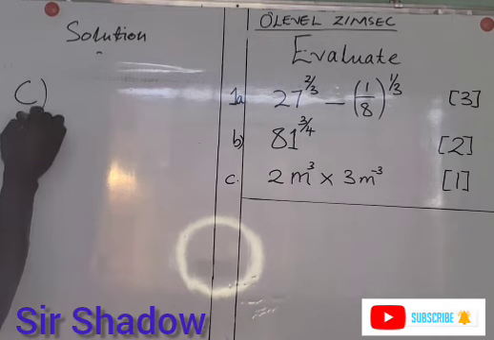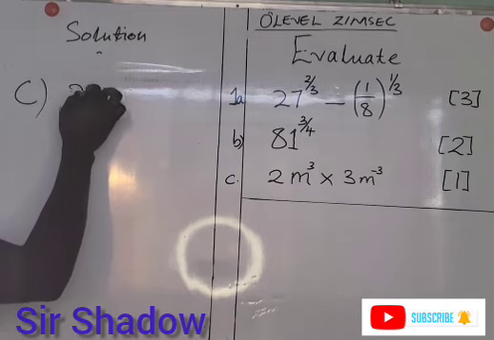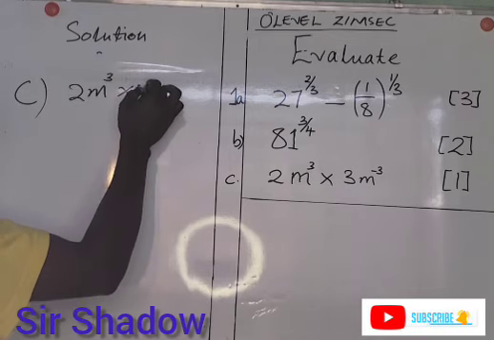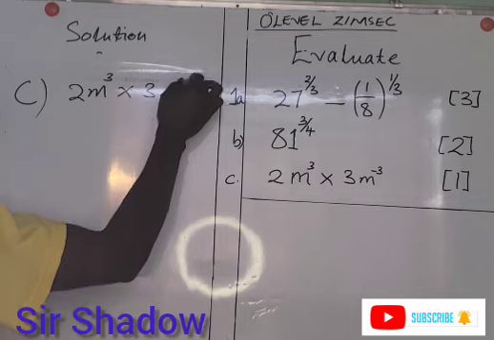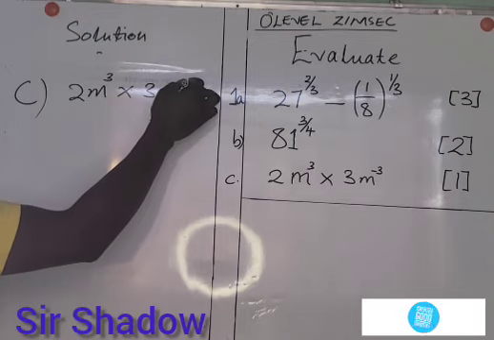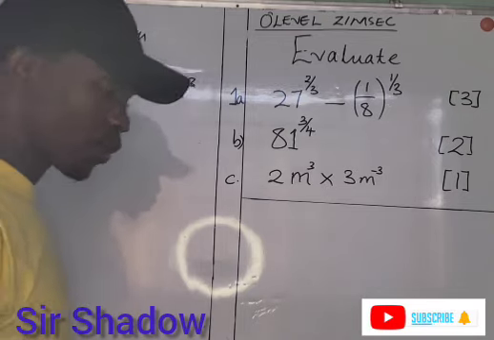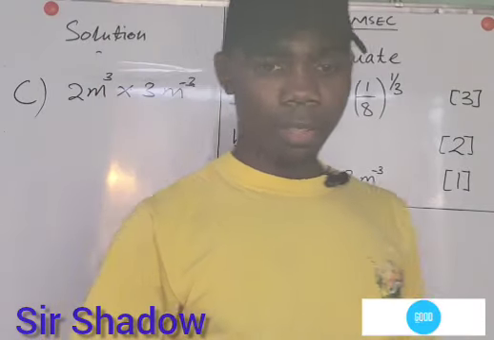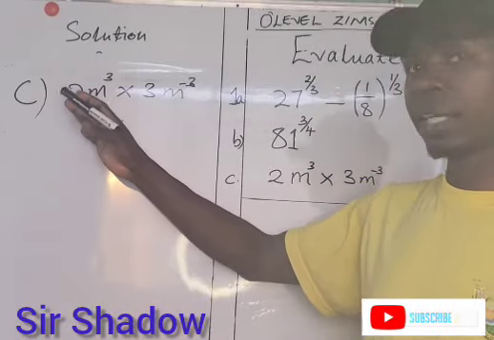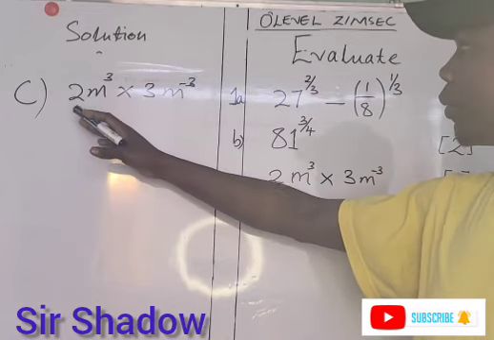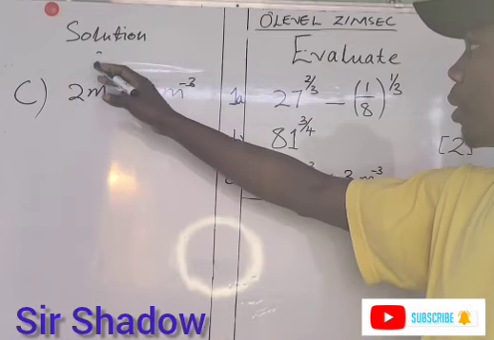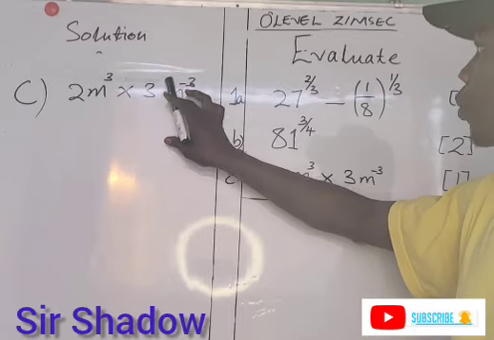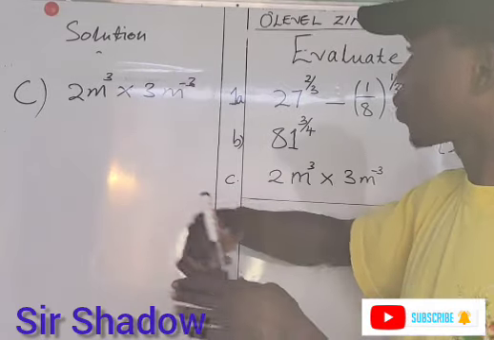We're saying C. So we are saying 2m to the power 3 multiplied by 3m to the power minus 3. So we want to work on this one. We are saying 2m to the power of 3 multiplied by 3m to the power of negative 3, applying the laws of indices.